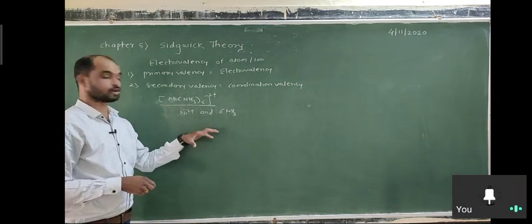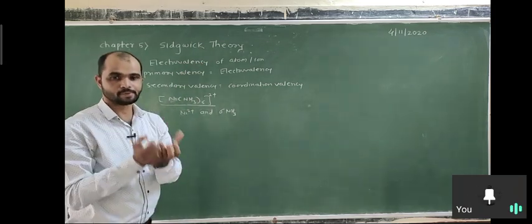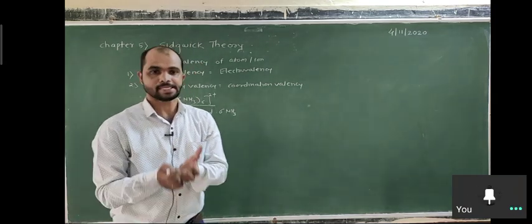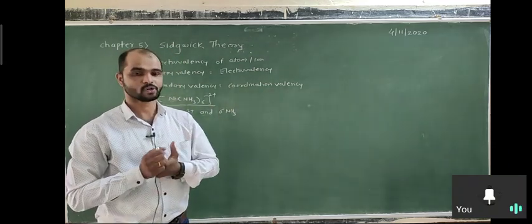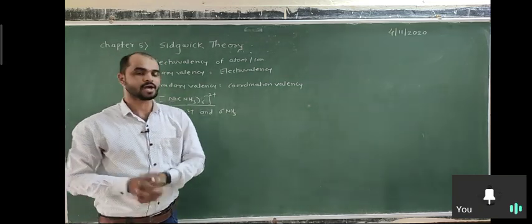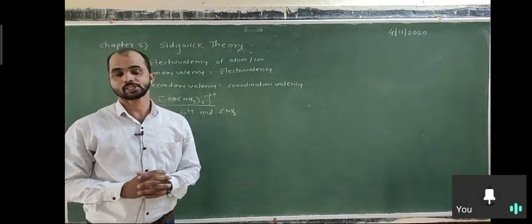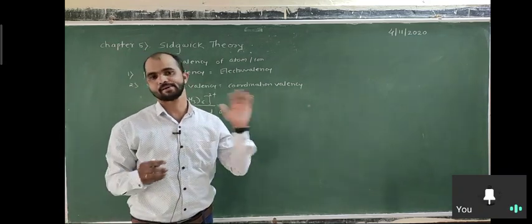According to Sidgwick theory, he proposed that the central metal atom or ion accepts electrons from the ligands, and keeps accepting until the central metal atom or ion achieves the noble gas or inert gas configuration which belongs to the same period.